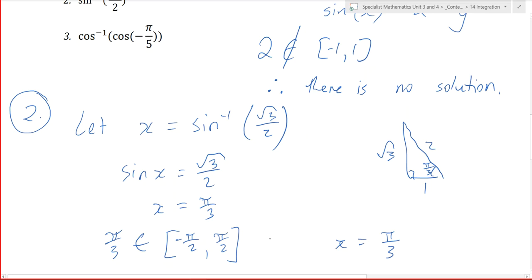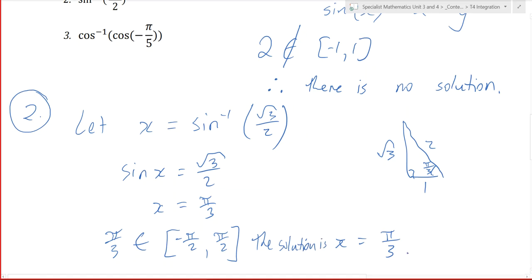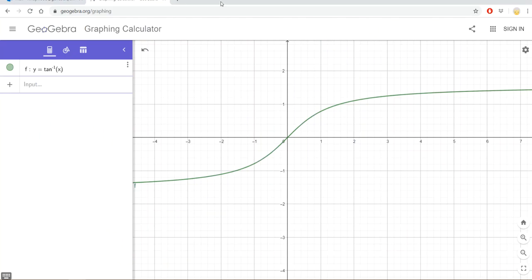Or you can write the solution is x equals pi over 3. Okay, hopefully that one makes sense. Let me double check the first one. I think I made a mistake possibly.